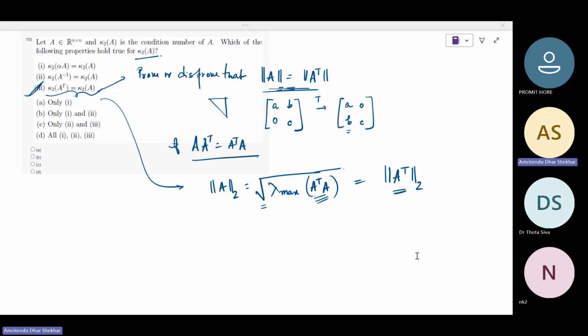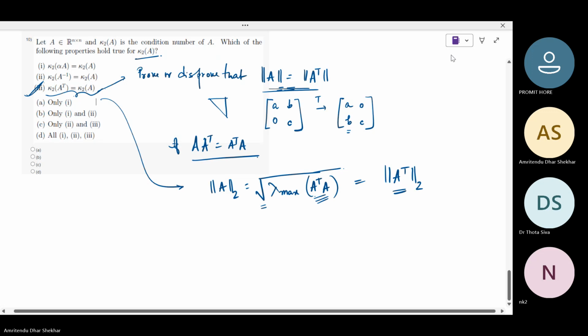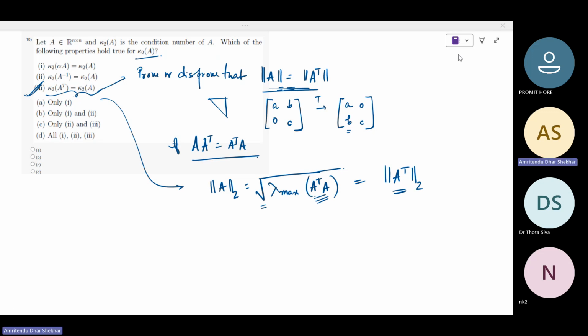Someone had stated false, but I don't know what reasoning they have. I know false is a wrong statement. It is correct. But I don't know if they have some proof or they just stated it without proof. A person named NK2 said that it's false. Not sure what was his reason.